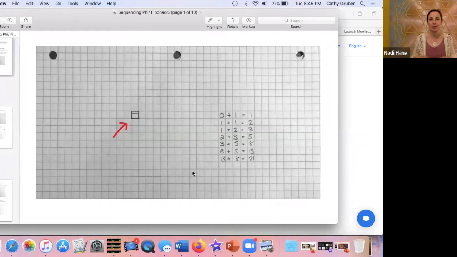Welcome back. So whether it's the phi ratio or any of the geometries, if you're drawing them, you are shifting your reality. So here we go. With your graph paper, there's a very specific measurement that we have to start with in order to get the whole phi to fit on the page.